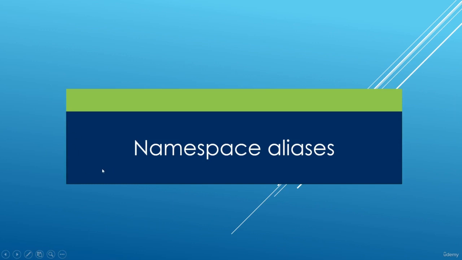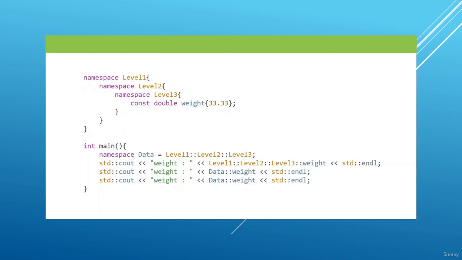In this lecture, we're going to learn about namespace aliases. This is a facility we have in the C++ language to set up reasonable names for namespaces that would otherwise be super crazy to work with. Suppose we have a pair of nested namespaces like you see here. We have level 1, level 2, level 3, and inside we have a constant that we would like to access in our program.